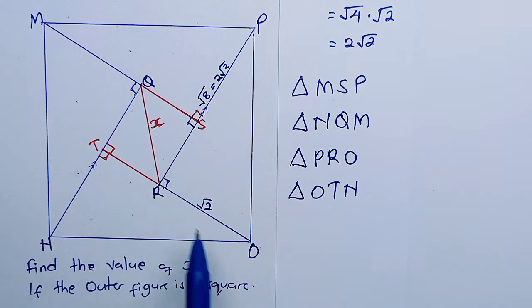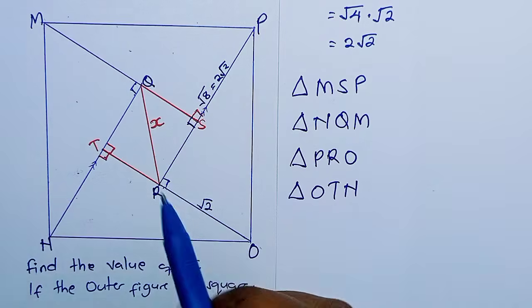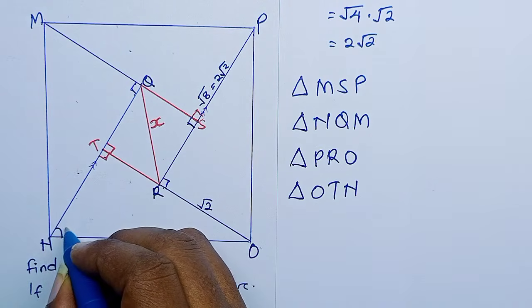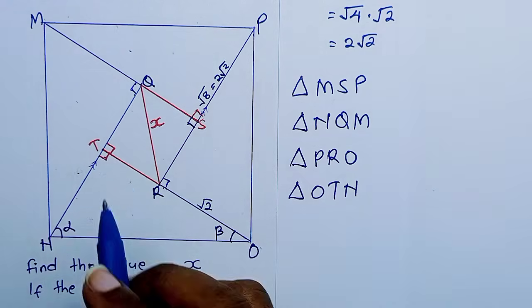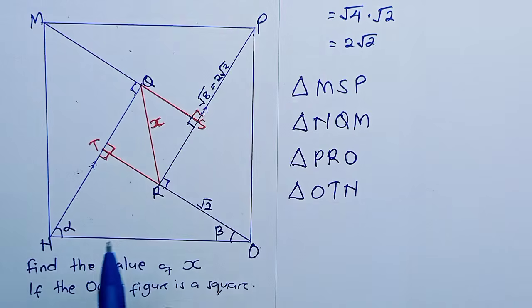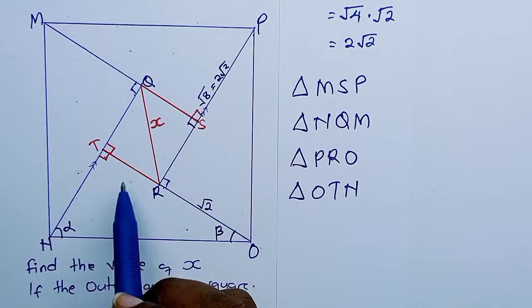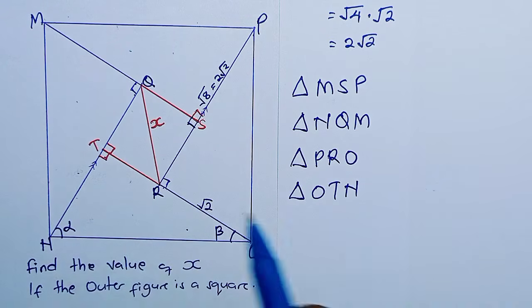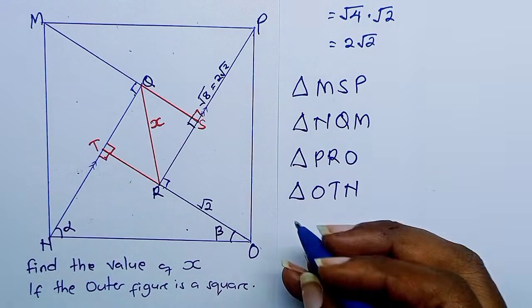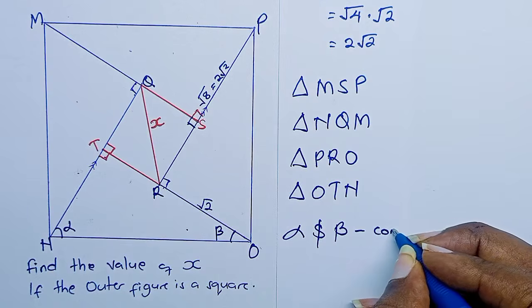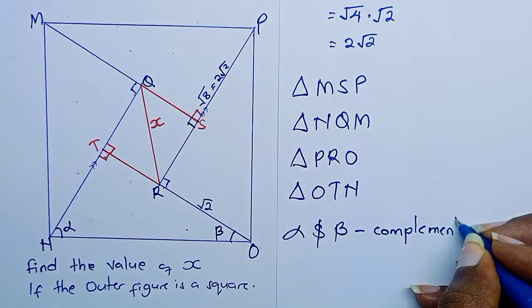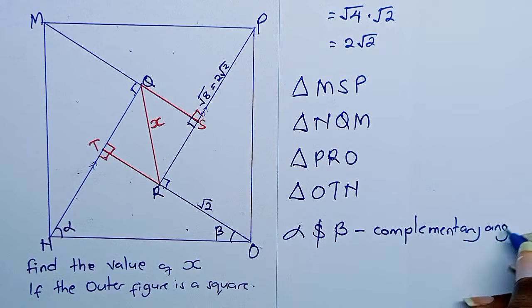Now if we are to look at this triangle here, OTN, if we call this angle alpha and this angle beta, and we already know that this here is 90 degrees, that implies that alpha and beta must add up to 90 degrees in order to make the total 180. So if alpha and beta add up to 90 degrees, that implies that alpha and beta are complementary angles, because they add up to 90 degrees.